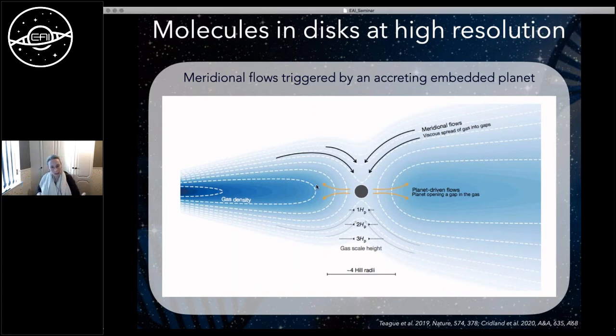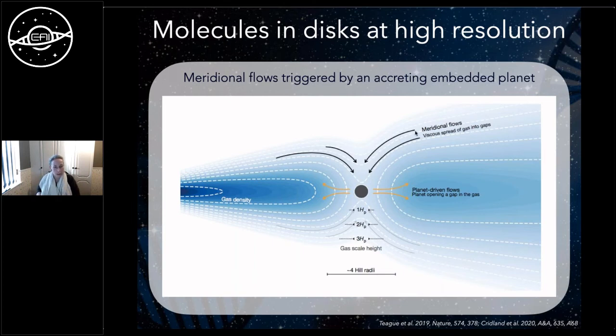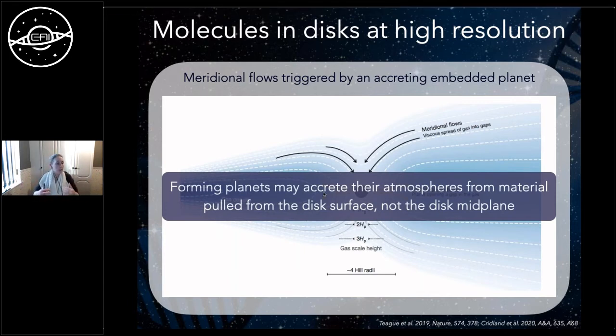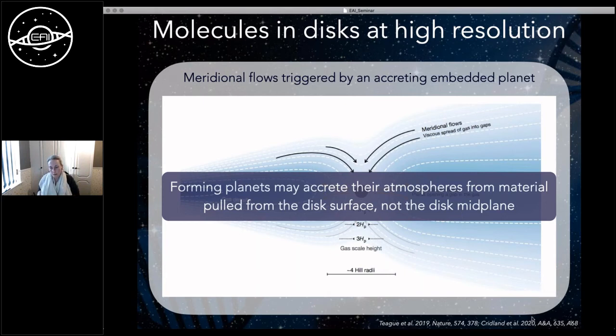So no longer should we be thinking about just disk midplane composition as being important for planet formation. We need to start thinking about the disk as a whole as being important for planet formation. And this is already being explored, that these gas giants, they need to be gas giants to have these effects, that they're actually assembling their atmospheres from material in the disk surface that I've showed you could be carbon rich rather than from the disk midplane. So this is already starting to be explored by astrochemists that have skills in disk modeling.